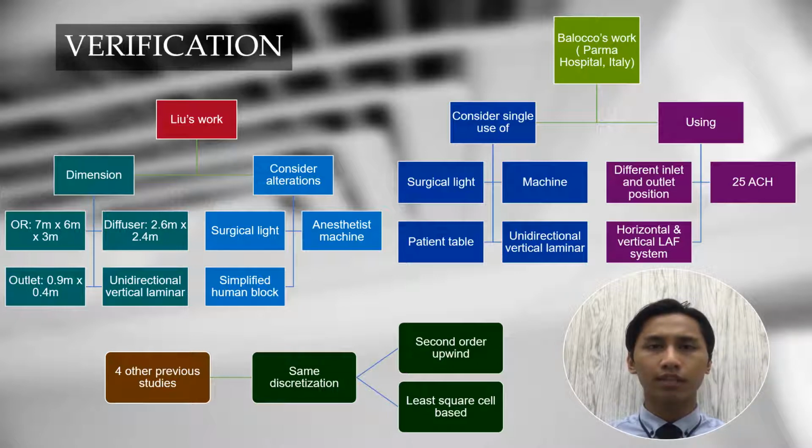There are also two studies from Balako which consider single use of surgical lights, machine, patient table, and airflow system. The authors in Balako's work use different inlet and outlet positions, horizontal and vertical laminar airflow, at 25 air changes per hour. There are also four other previous studies that use the same discretization in CFD software, which is second order upwind and least squares cell based. As a result, from these literature readings, this current study constructs a numerical model based on the published papers but with a few alterations to ease the study. Hence, the present numerical models are verified.